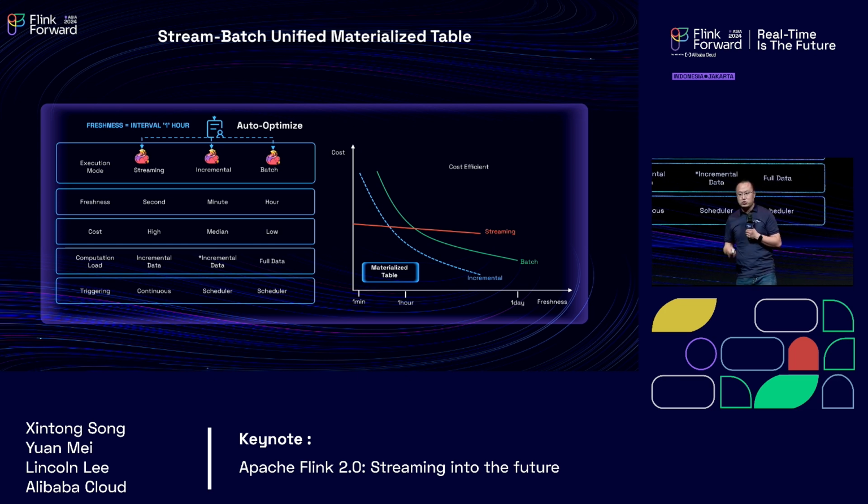But when we use full refresh to achieve minute-level freshness, it will be very costly because the full refresh mode will recalculate all data each time. And the incremental refresh falls between the two, and it can reduce the cost by just calculating the incremental changes only.